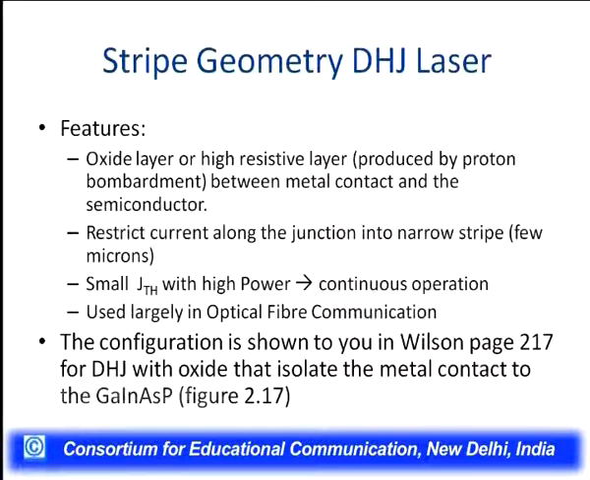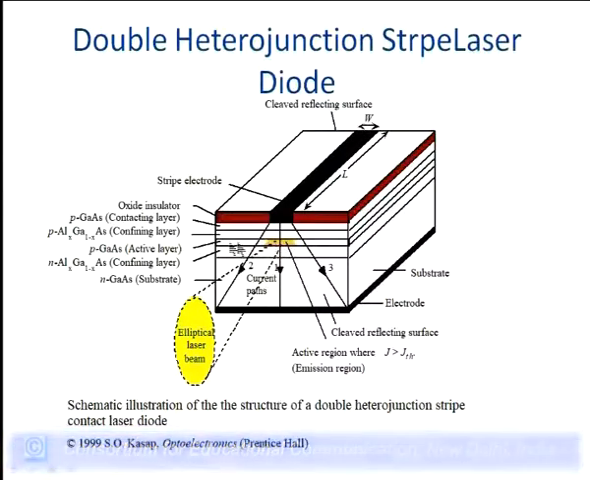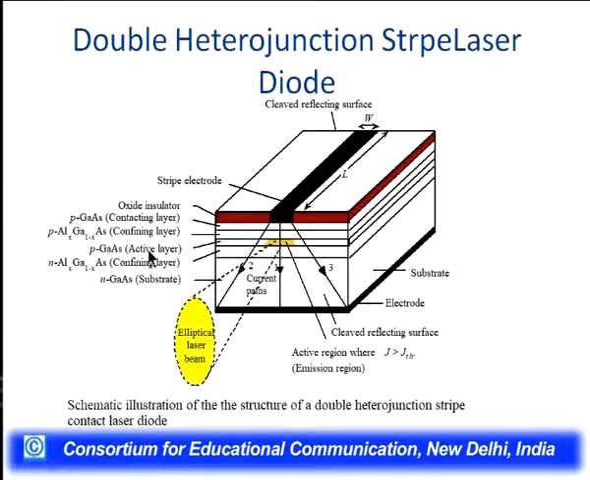The configuration is shown here. We already defined the gallium arsenide and the gallium aluminum arsenide. This is a schematic diagram of a double heterojunction stripe laser diode. Here we have the elliptical laser beam which comes out of the P gallium arsenide active layer. Already defined, this is a P N type of heterojunction laser.